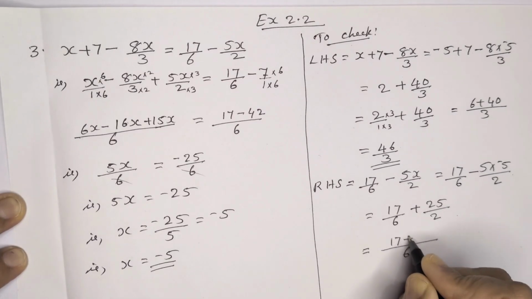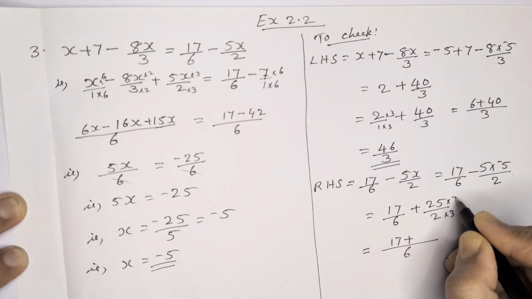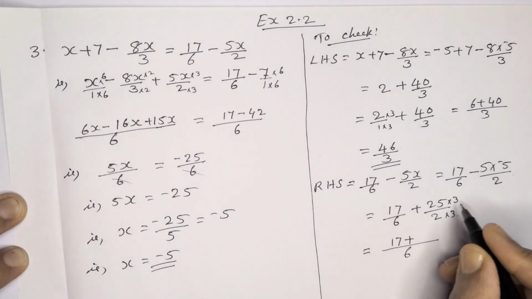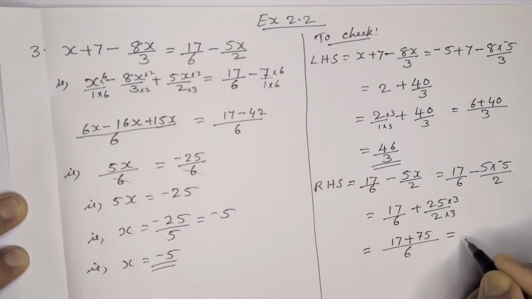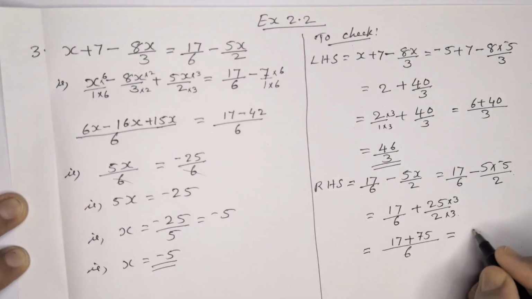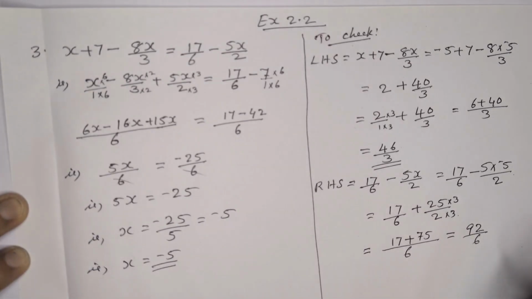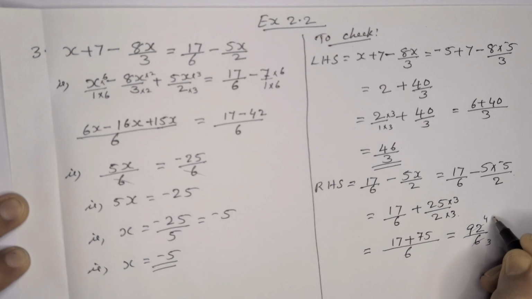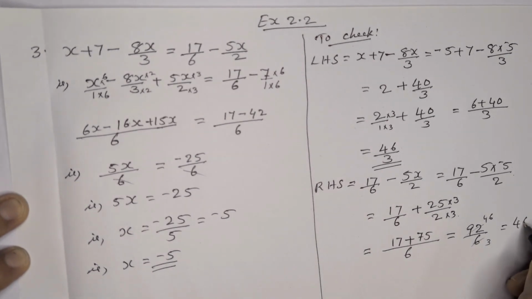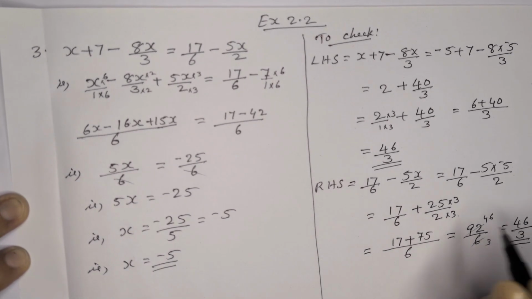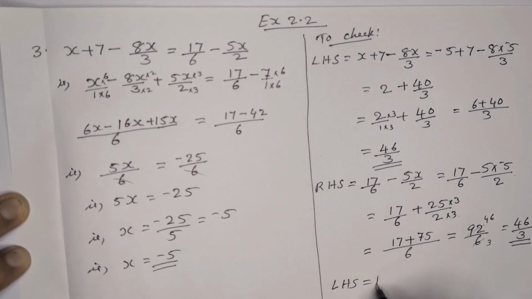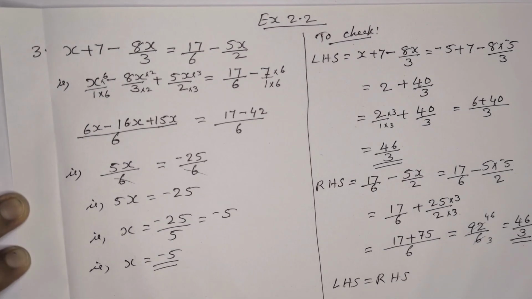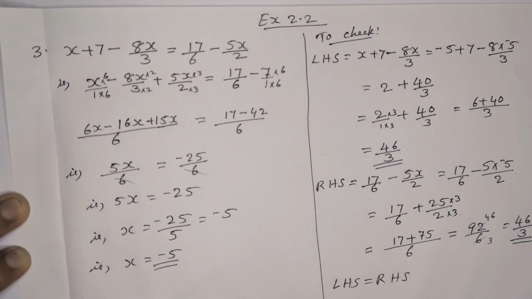17 plus 2 into 3. So 2 into 3 is 6, here 75. So 17 plus 75 is equal to 92 by 6. When you are dividing by 2, we will get here 46 by 3. Now we can see LHS and RHS with the same answer. So LHS is equal to RHS, hence verified.